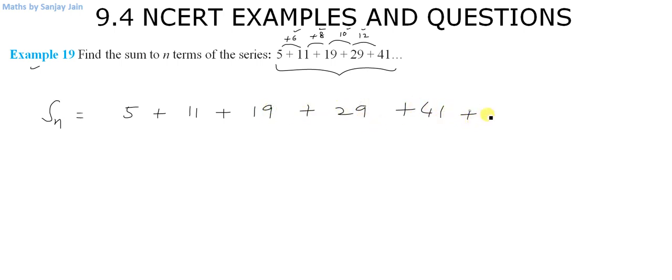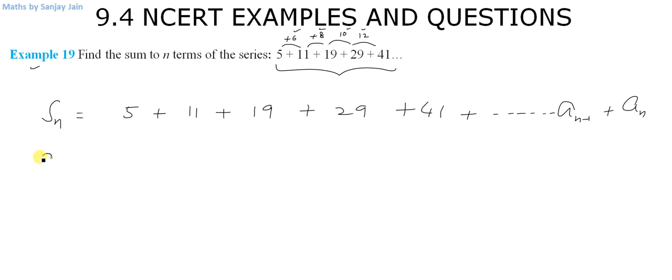If I can make a series of this, it will be an AP, but this given series is not an AP and it is clearly not a GP. So I will do a little manipulation that you need to learn here. I will write this as 5 plus 11 plus 19 plus 29 plus 41 and so on, n minus 1th term, then the nth term. I'll write it like this.